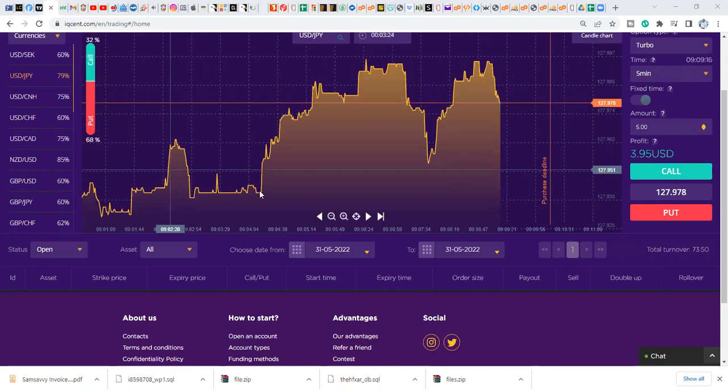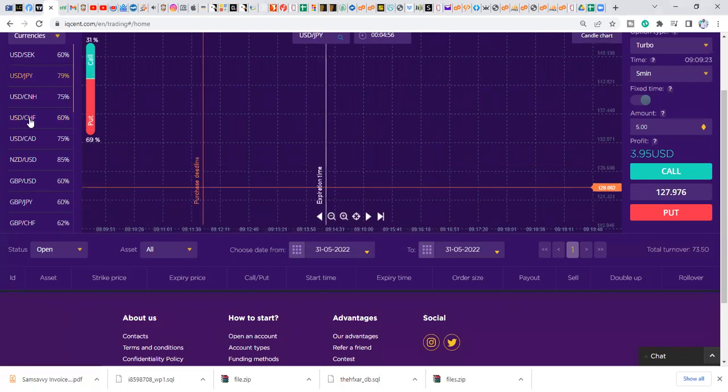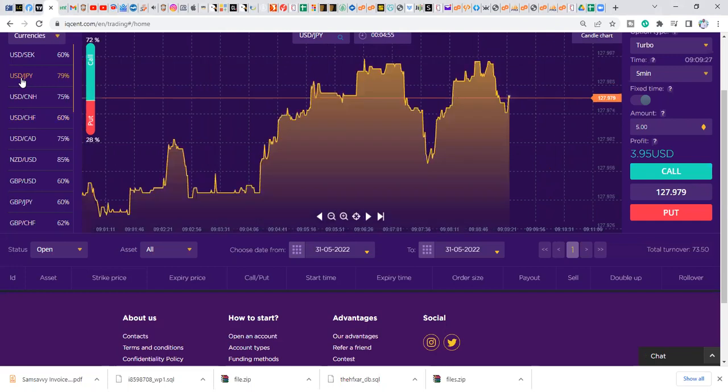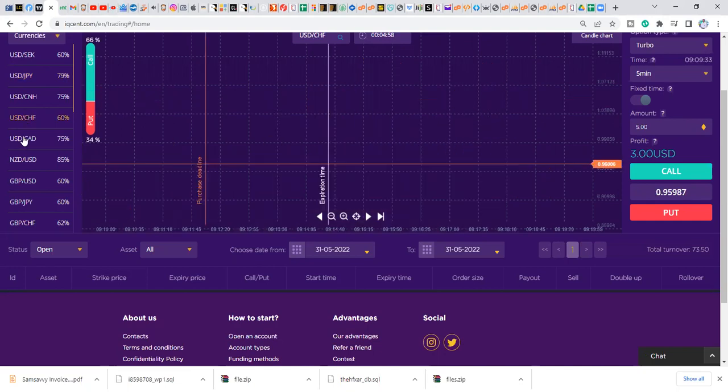All right. So this is basically what the broker looks like. On this left-hand section is the currency pair. One thing you need to note is that every currency pair is written in two parts: USD JPY, USD CHF, USD CAD.